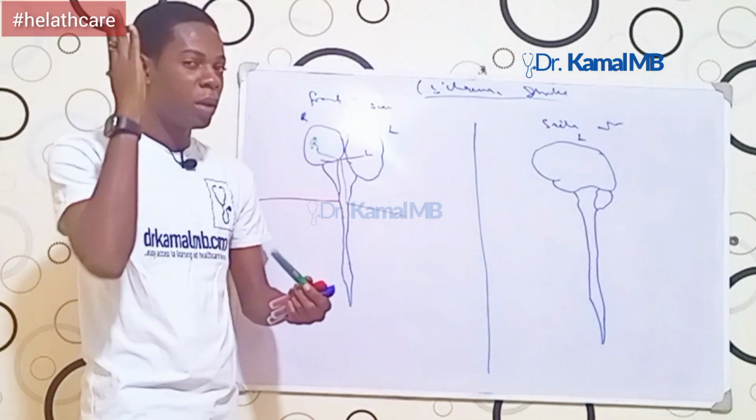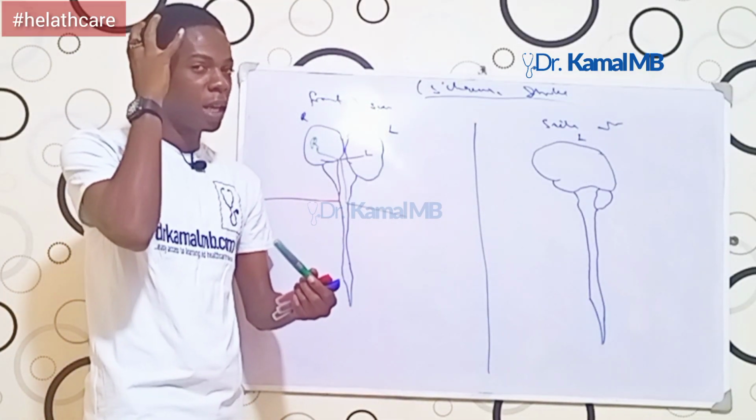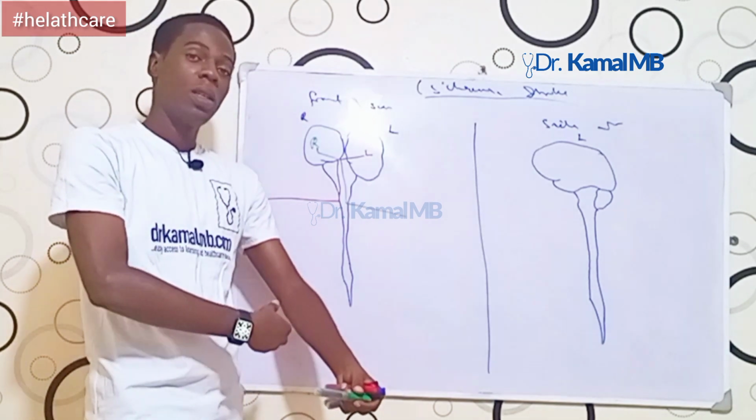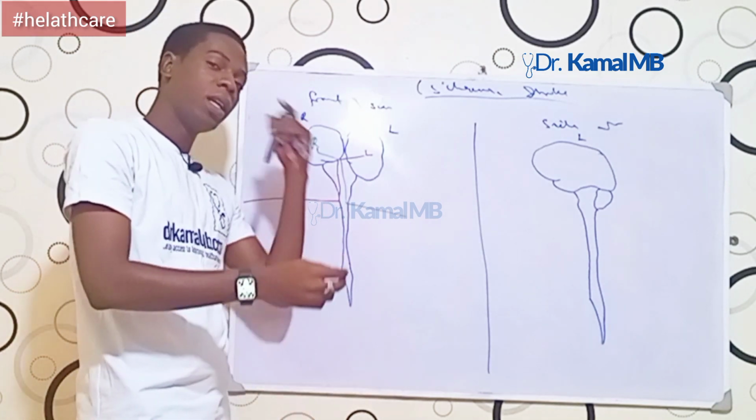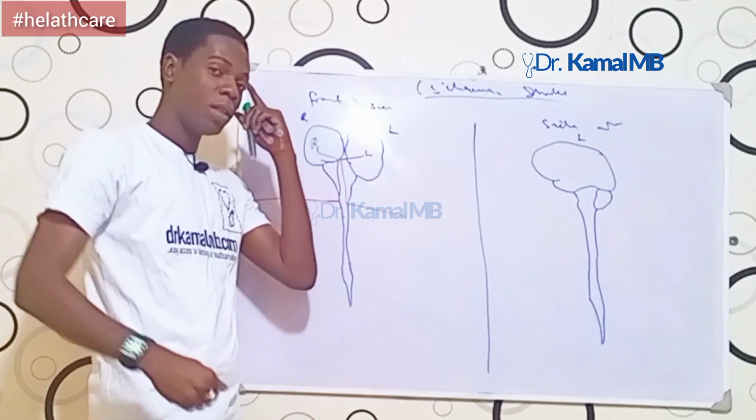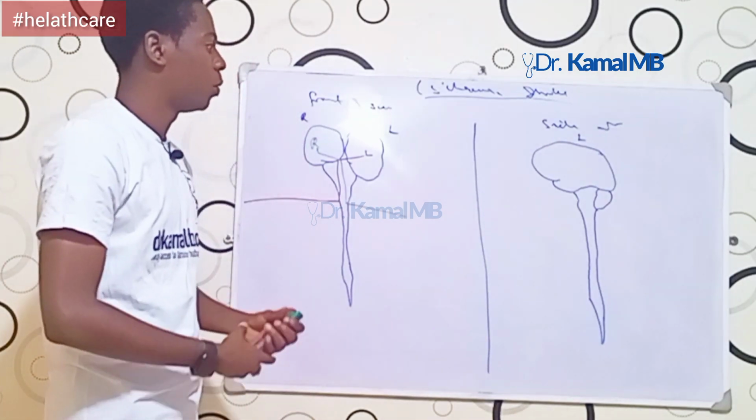So now if I get a problem in the right side of my brain, my left side will be affected. If I get a problem with the left side of the brain, my right side will be affected. You need to know this before we start.